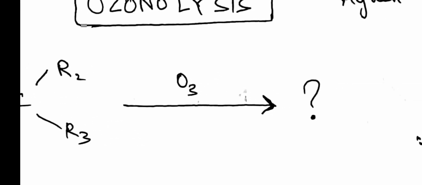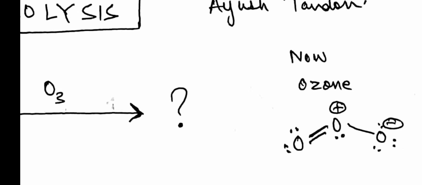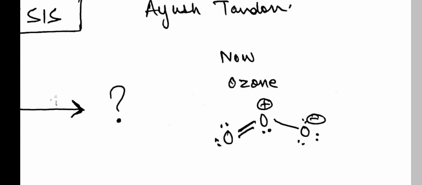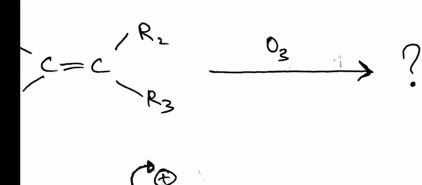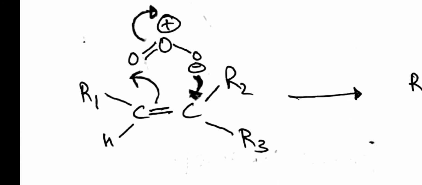So O3, what happens? Let us understand that ozone has a structure like this. The oxygen atom which has a positive charge is sp2 hybridized, so it is most likely to have a 120-degree angle between the O double bond and the O single bond. So the bond angle will be 120 degrees. Now the reaction proceeds like this.